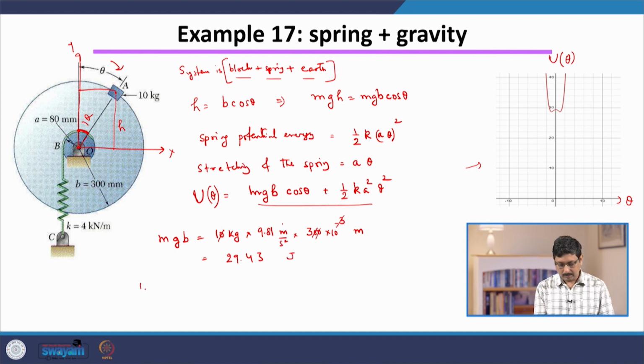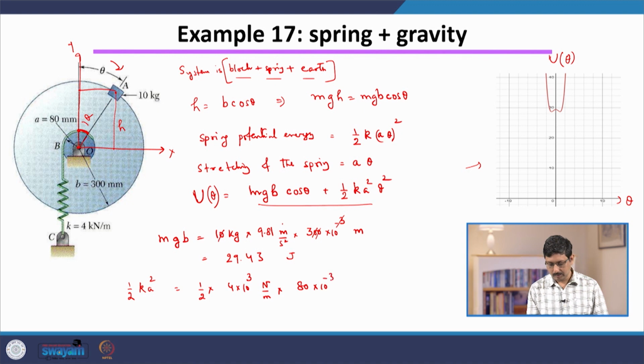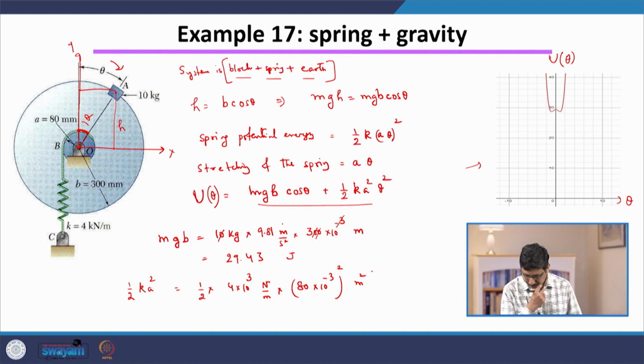Then this k a square. k is 4 kilonewton, kilo is 10 to the 3 Newton per meter, times a square, which is 80 into 10 to the minus 3 whole square meter square. So, again you see that the unit is Newton times meter. So, one meter gets cancelled. So, it is Newton times meter, which is again joule.